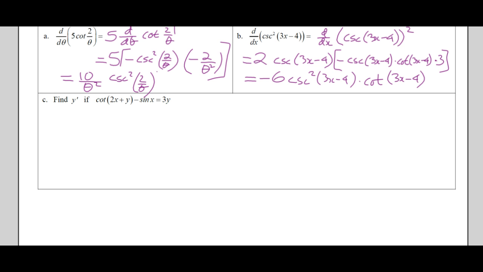So we're just going to do the derivative of cotangent, which is, what's the derivative of cotangent? Minus cosecant squared. So we'll get negative cosecant squared of 2x plus y. That's the derivative of the outer function times the derivative of the inner, so we need the derivative of 2x plus y, which is 2 plus y prime, right? So times 2 plus y prime.